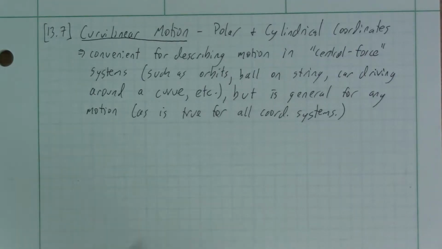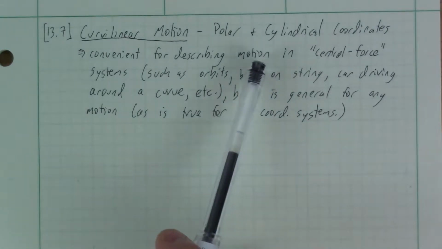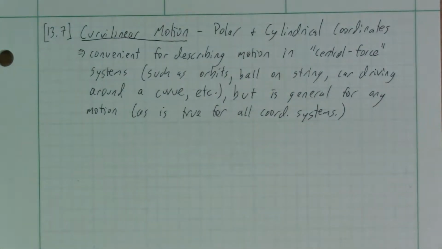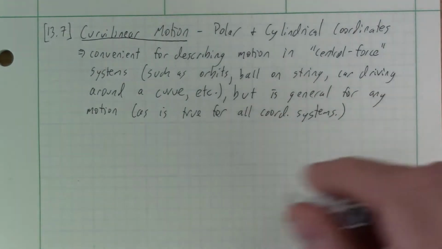Okay, well, we've reached the last coordinate system that we're studying to analyze curvilinear motion, general motion through space. And just remember, these coordinate systems are choices that we make for convenience to describe the motion under certain geometrical constraints on the system, essentially. So polar and cylindrical coordinates are going to be convenient for describing motion in these central force systems where there's a central point and a force.